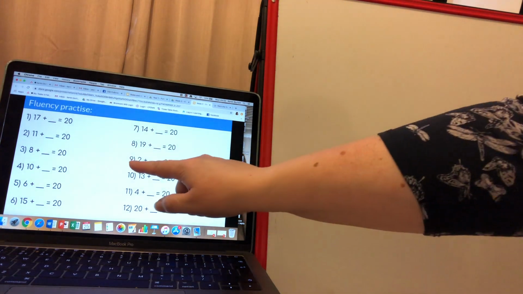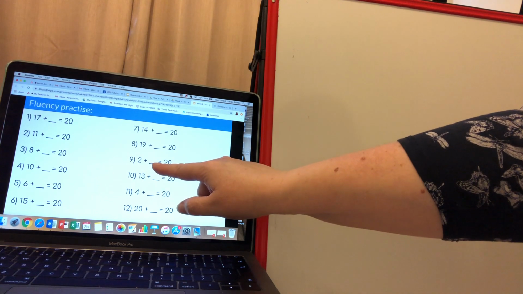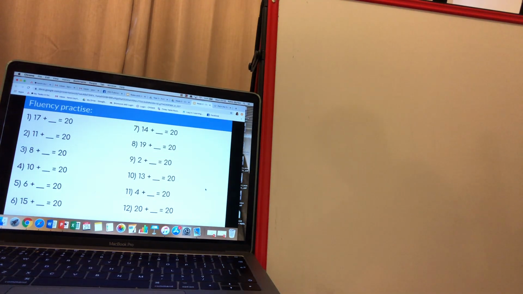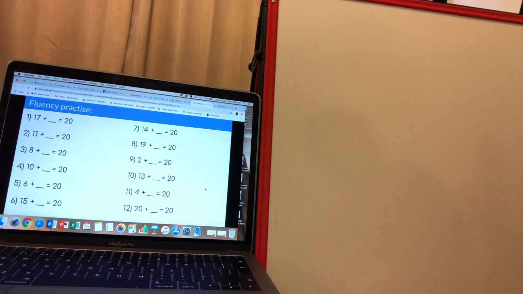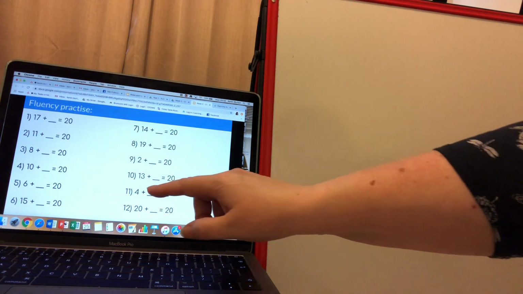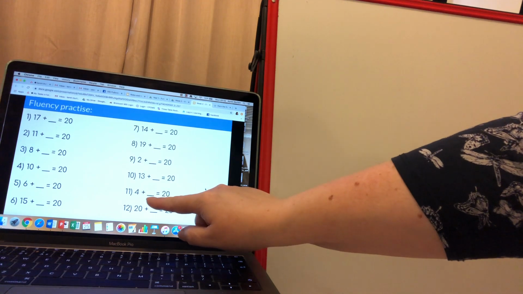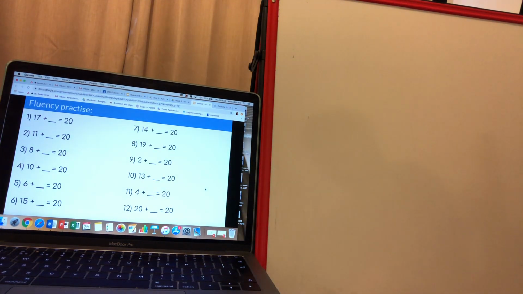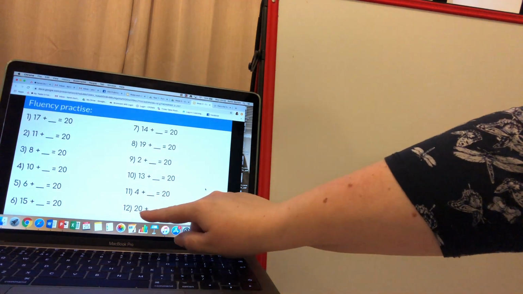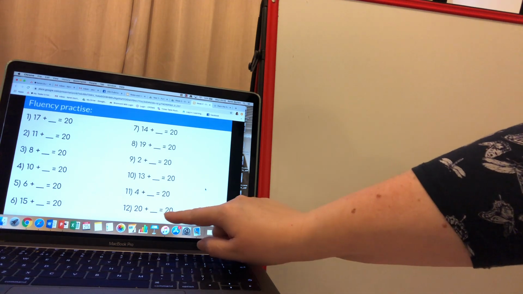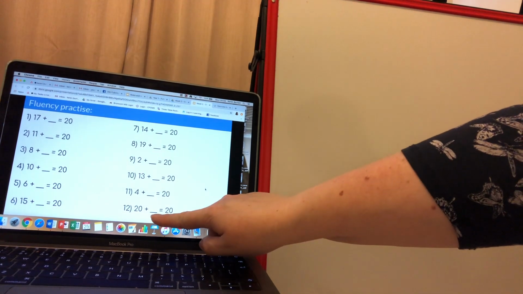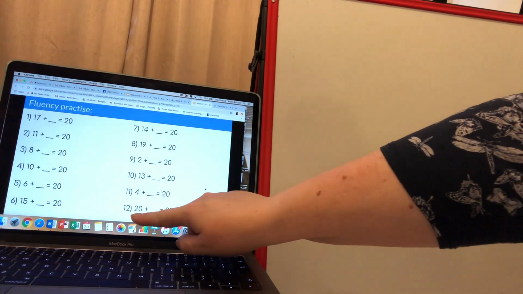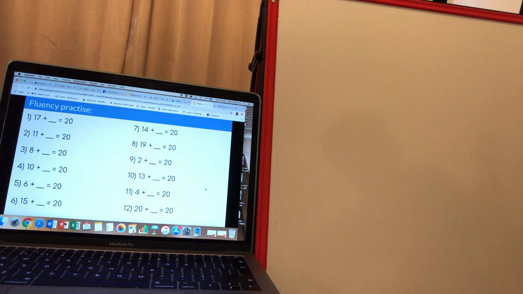Number 9, 2 add 18 equals 20. Number 10, 13 add 7 equals 20. Number 11, 4 add 16 equals 20. And number 12, 20 add 0 equals 20. If you've already got 20 and you're counting on to 20, you don't need to count anymore, do you? So there's 0. You didn't need any more to add to 20 to make 20.